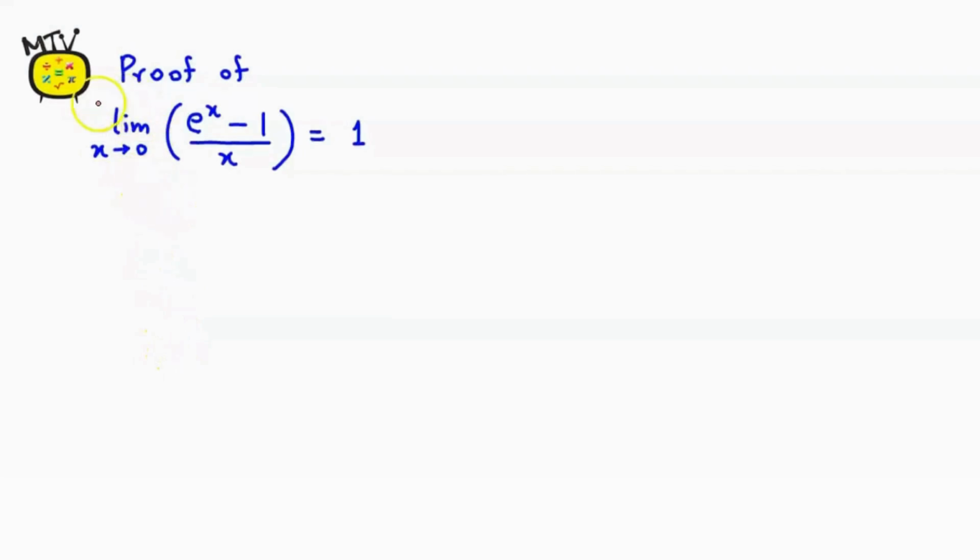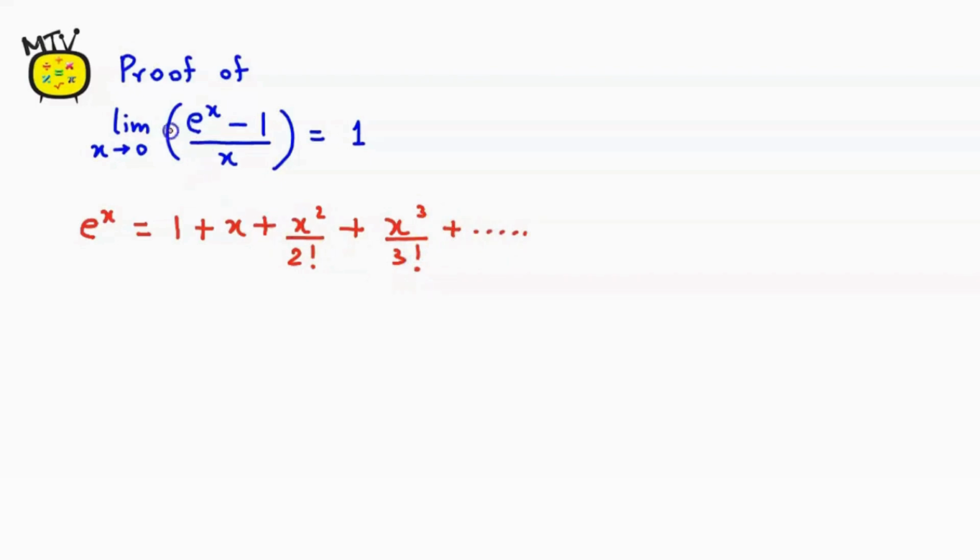In this video we are going to prove that the limit of (e raised to x minus 1) upon x as x approaches 0 is equal to 1. Now, in order to prove that, we use the following series. We know that e raised to x could be expressed as 1 plus x plus x square upon 2 factorial plus x cube upon 3 factorial and so on.